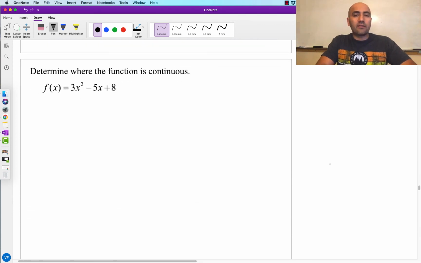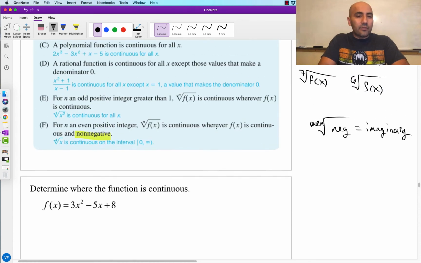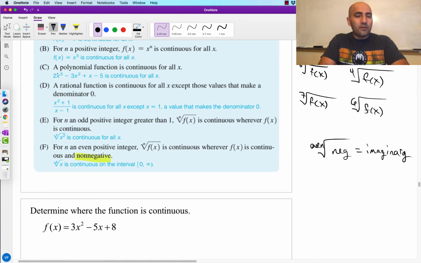Okay, so let's think about several of these examples. Determine whether the function is continuous or not. This one's easy because it's a polynomial. And one of our properties indicated that all polynomials are continuous everywhere, right? That would be this property here. Property C, a polynomial function is continuous for all values of x. So I can conclude that this one must be continuous for all values of x.